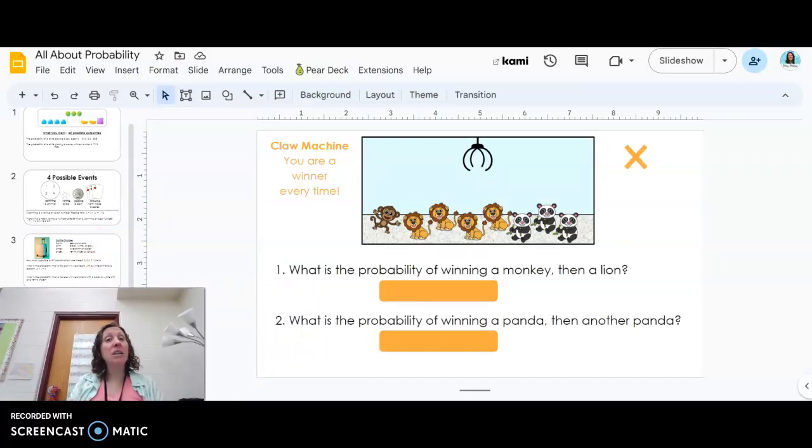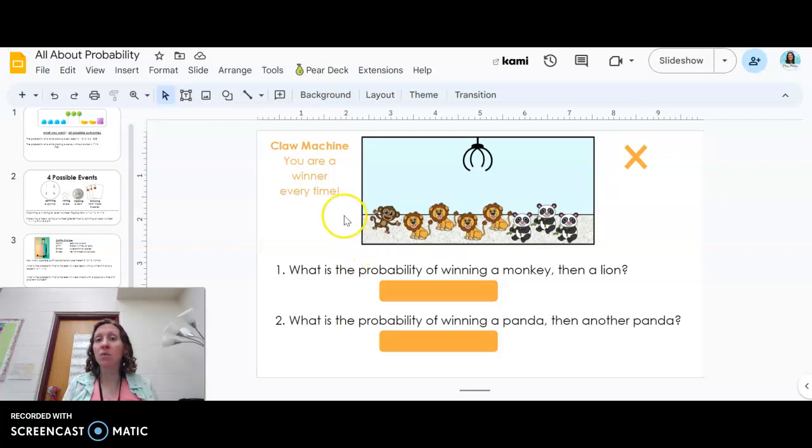All right, this is an example of something called dependent probability, where the probability of the second thing depends on what happens first. Okay, so let's say we have this claw machine, and this claw machine is set up so every single time you play, you are a winner. So what is the probability of winning a monkey and then a lion?